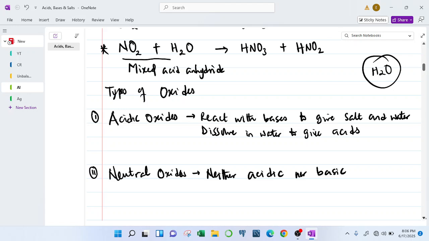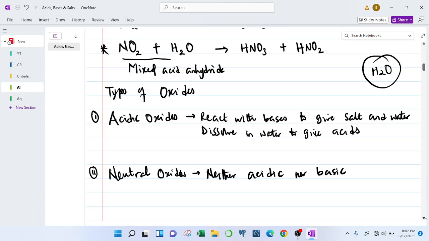And then mostly, they are practically insoluble in water. But the point I want to make, when you are talking about acidic oxides and neutral oxides, they are oxides of non-metals. I'll say it again. They are oxides of non-metals. So when you are given oxides and told to pick which of them are acidic, which of them are neutral and all that, look for the non-metals. They are either going to be acidic or they are going to be neutral.